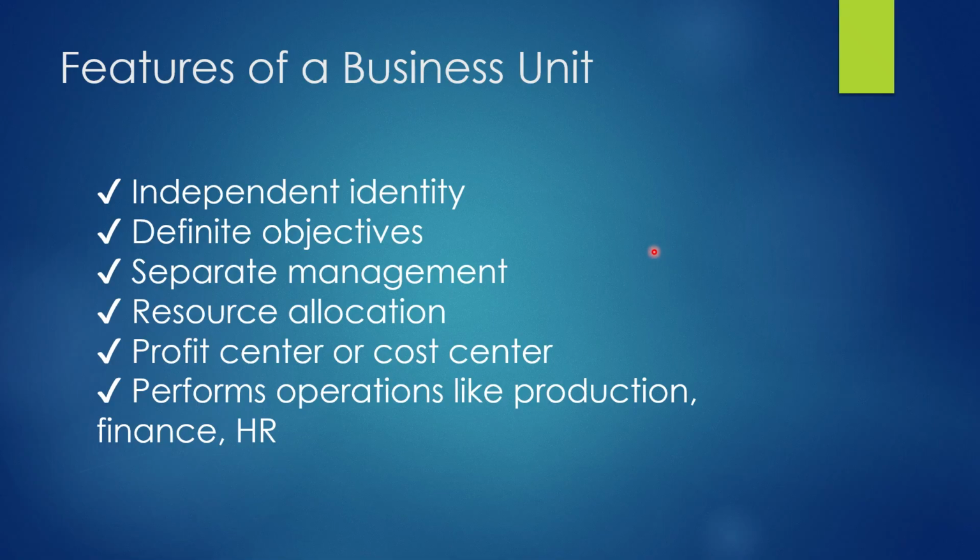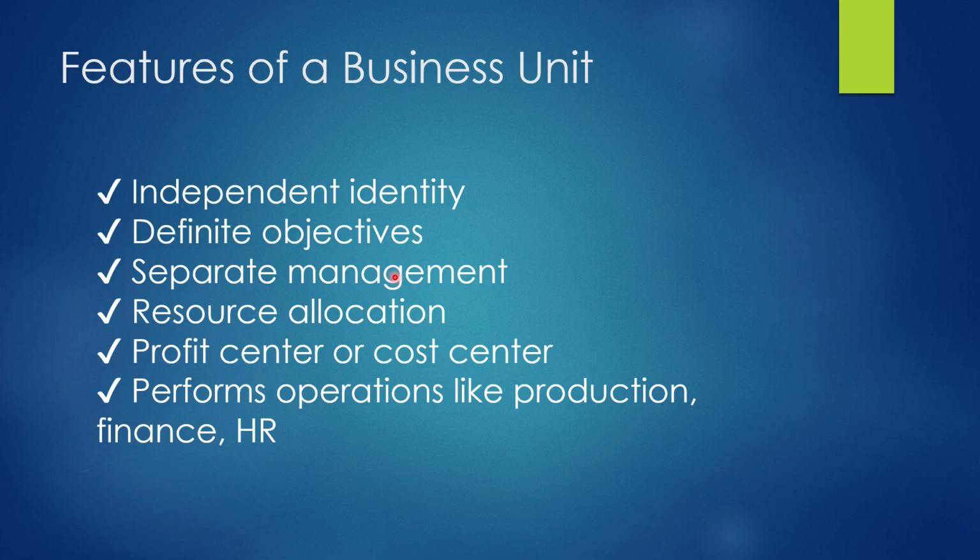Now, to understand the meaning of business unit better, we will now understand what are the features of business units. The first feature is that it has an independent identity, which means, as we just discussed in the example, that each unit works with its own name, goal, and functions. Then we say that it has definite objectives. So every unit aims at profit, growth, and satisfying the customer needs separately.